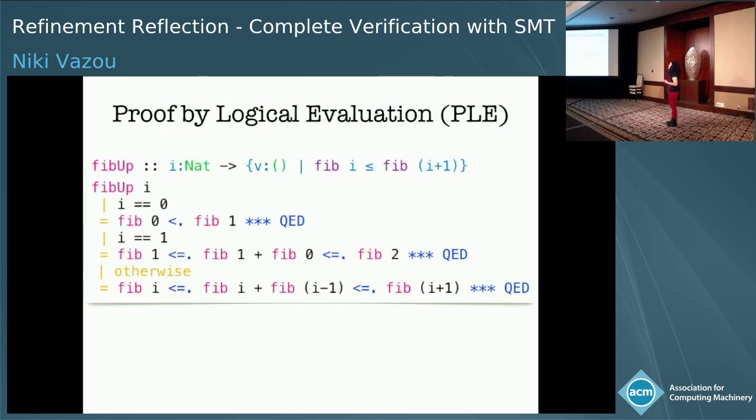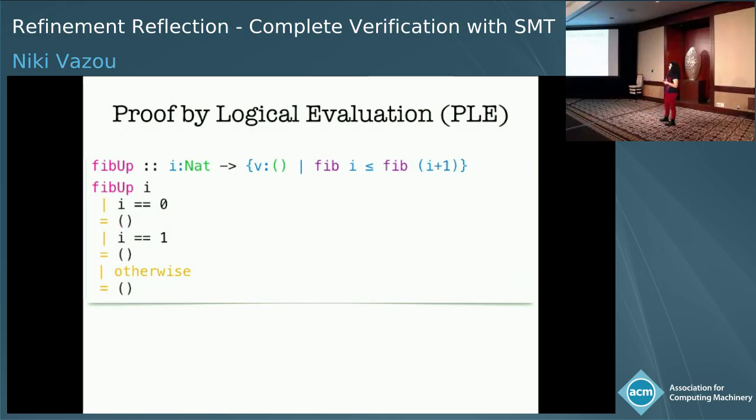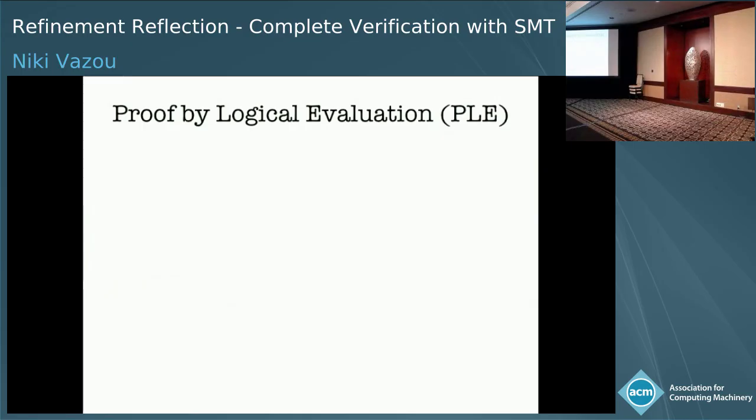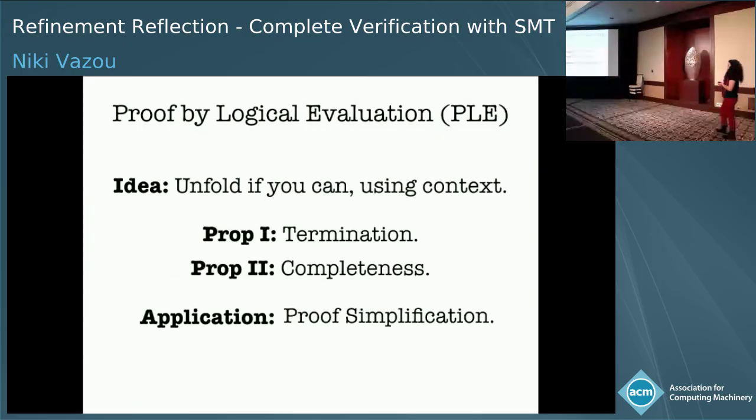So this unfolding turns out to be very useful, because if we go back to the proof that fib is increasing, basically this proof proceeds by case-splitting and unfolding. The case-split is needed, but all the unfolding can happen automatically by the PLE. So this is a new proof that fib is increasing. So the idea of PLE is very simple. Go and unfold the functions if you can unfold them based on the context.